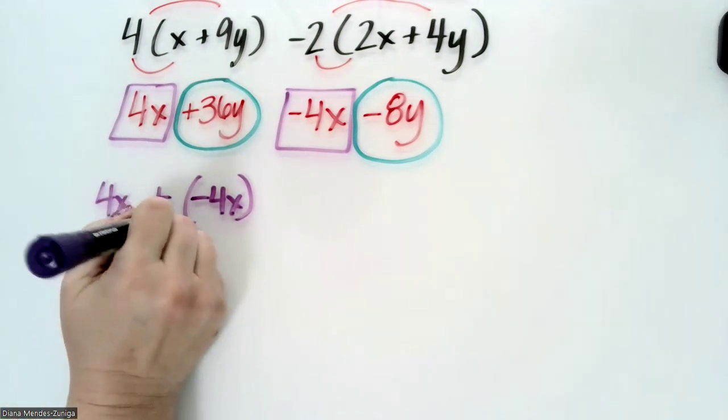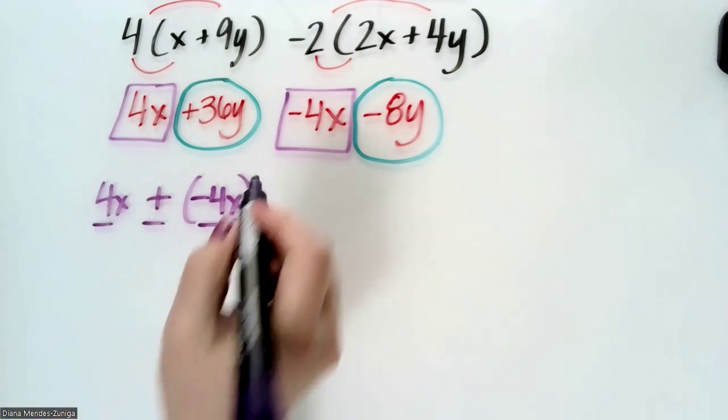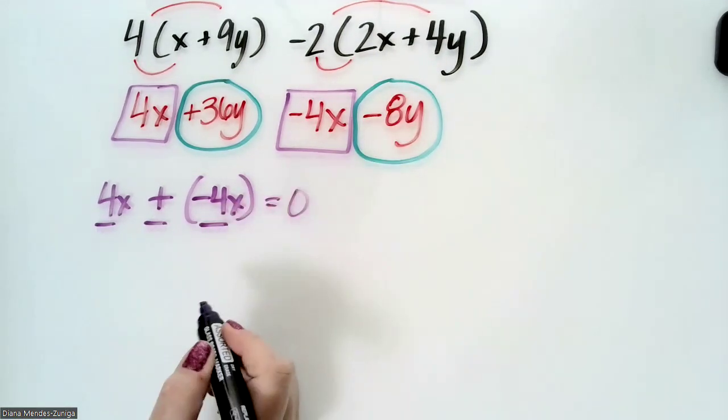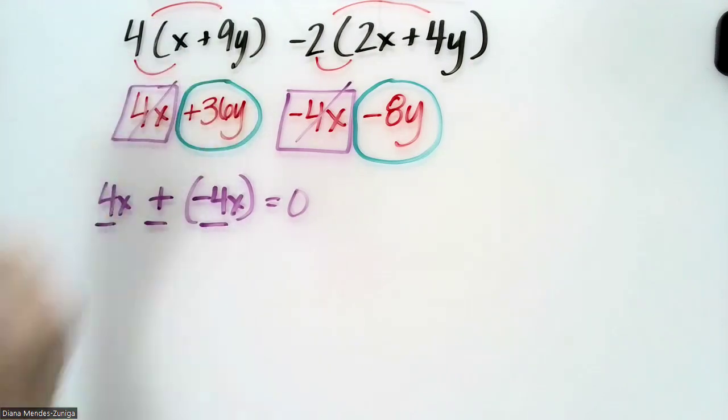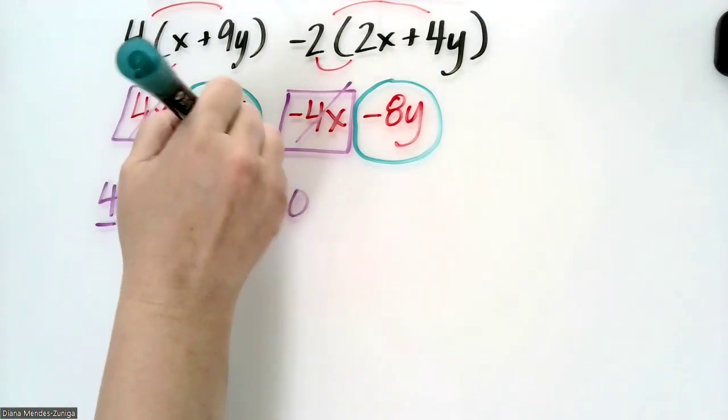So if you're putting this into your calculator, you would put into your calculator the 4 plus negative 4. That's going to give us a 0. So basically, these have just canceled each other out. A positive 4 and a negative 4 have just canceled each other out. So that leaves us with no x's. Let's move to the next one.